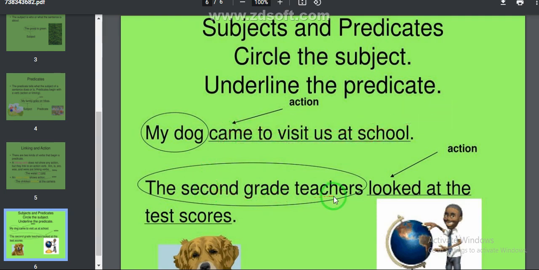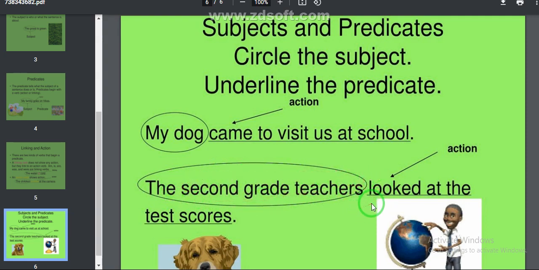The second grade teachers looked at the test scores. Who? Ask yourself about who I'm talking. Where's the naming part? Is it only teachers? Is it only grade teachers? No, it's all of this. The second grade teachers, which means the grade 2 teachers. All of this is the complete subject. It's the naming part. Complete subject because it's all the subject.